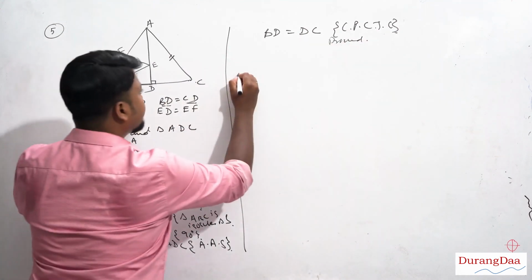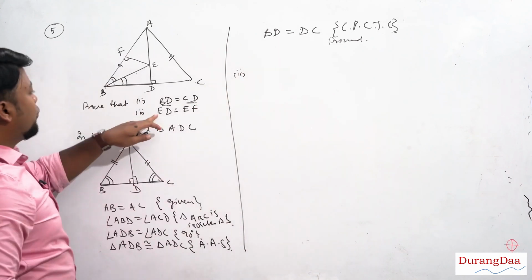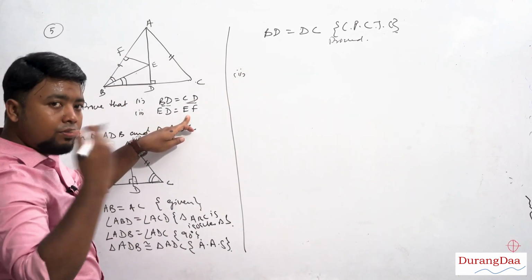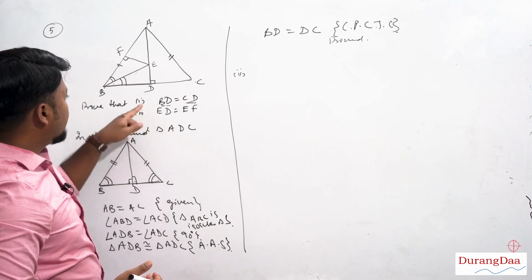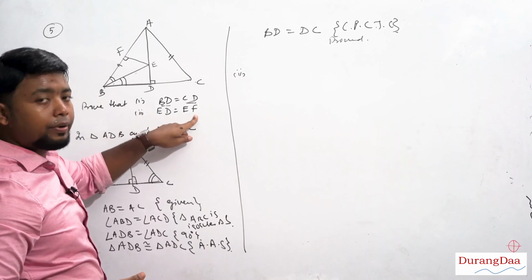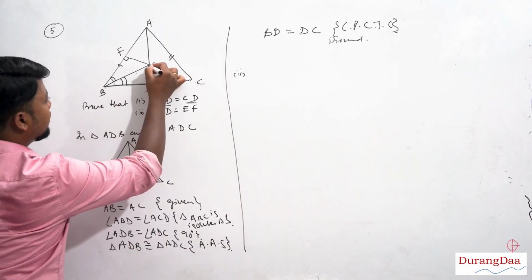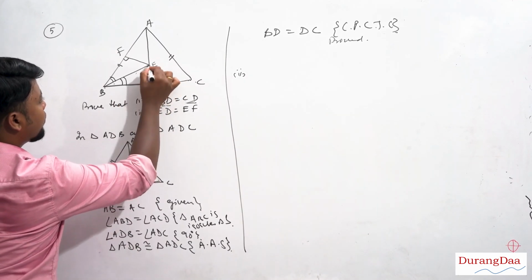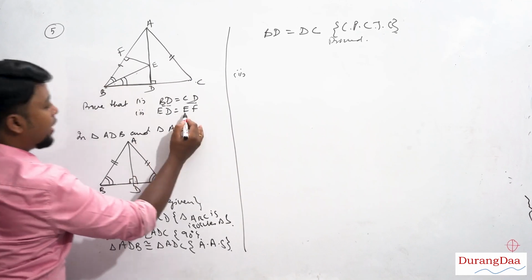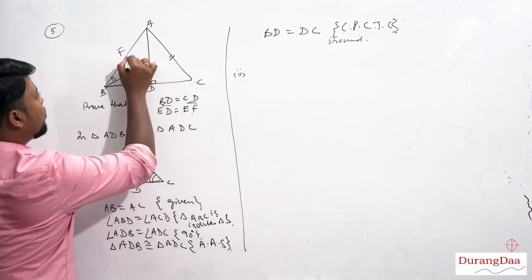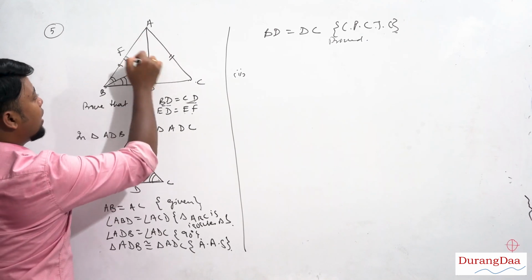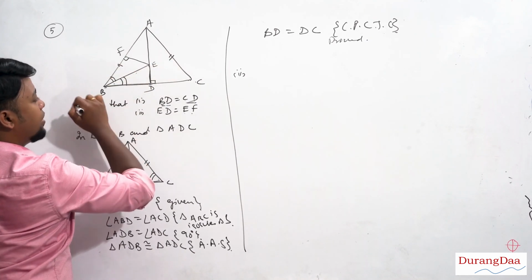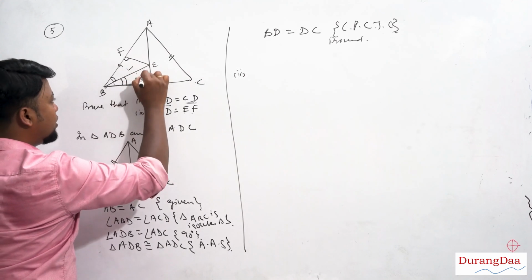Second part, we have to prove ED equals EF. Again use the same technique. Look for the triangles in which the sides ED and EF are present. Side ED belongs only to triangle EDB, and side EF belongs to two triangles, this one and this one, triangle AEF and triangle EFB. So clearly we will use these two triangles.